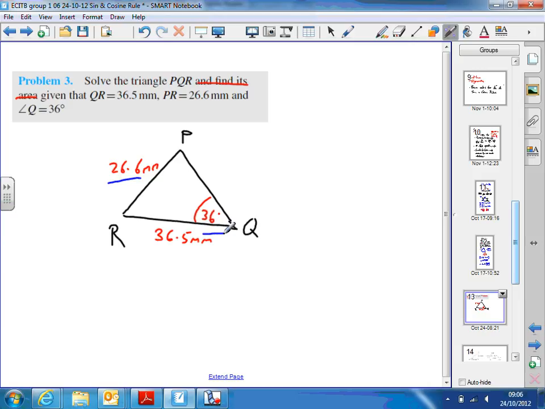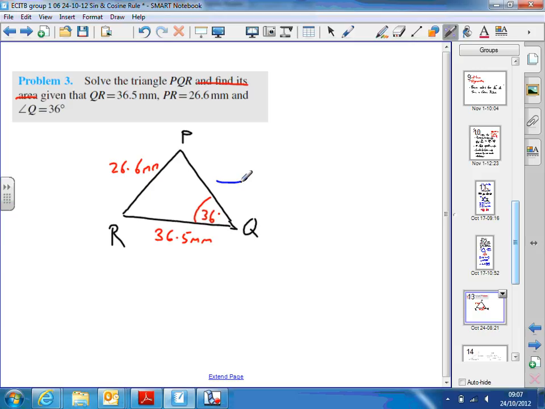What can we find using the sine rule? Angle P. Why is it angle P? Because the other bit of information means that we can make a ratio now. The ratio of that side to this angle is the same as the ratio of that side to that angle. That's what the sine rule says. So we can find angle P. Once we've got angle P, we can find angle Q, because the angles in a triangle add up to 180. Once we've got angle R, we can find side R.